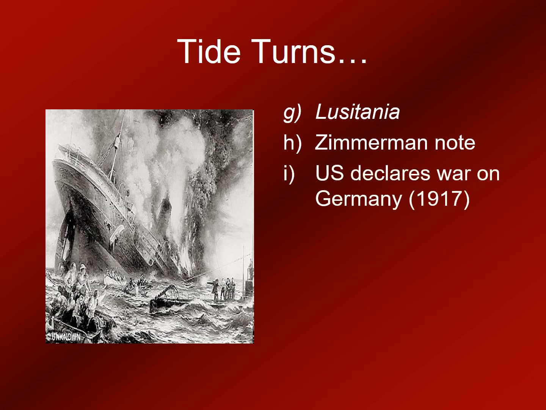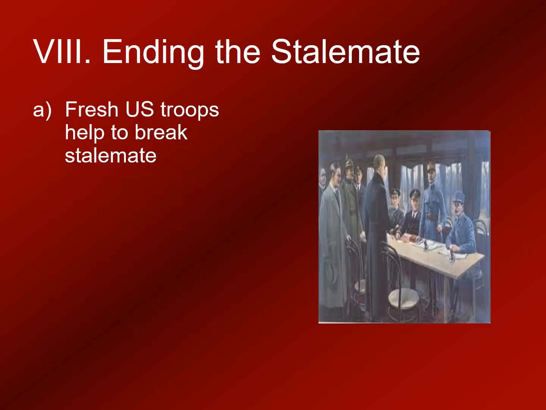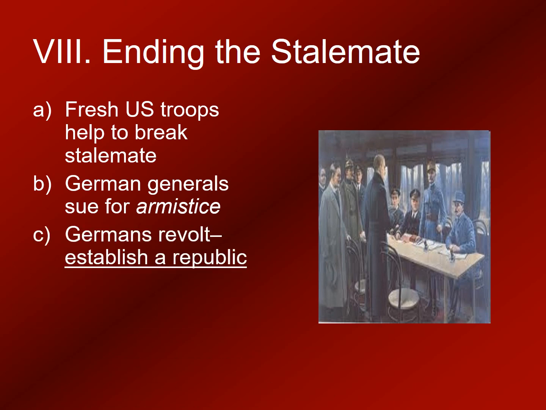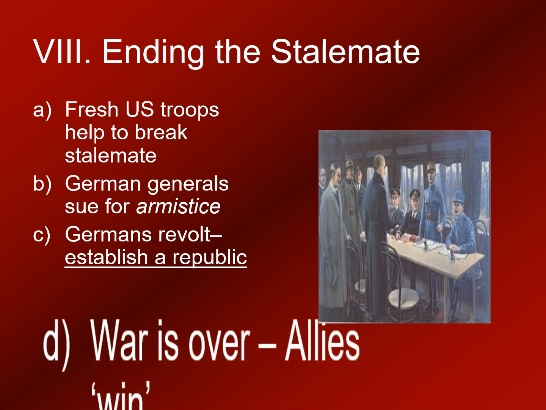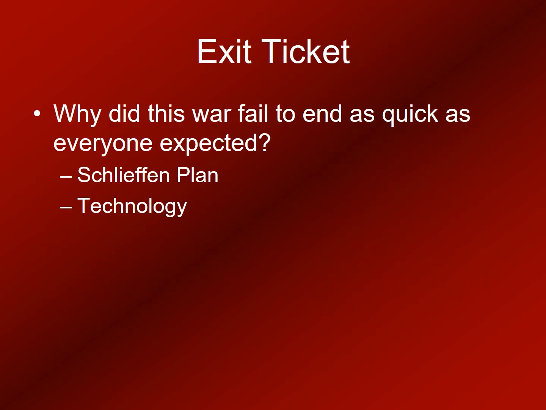And long story short, the U.S. declares war in 1917 on Germany. This ends the stalemate. We have fresh U.S. troops that help break the stalemate in the Western Front. The German generals sue for an armistice, or a stopping of fighting. And there's a revolt, meanwhile, back in Germany that gets rid of the Kaiser and they set up a republic. And the war is over, and the Allies essentially win this because they don't surrender. And we'll talk more about the peace process later on.